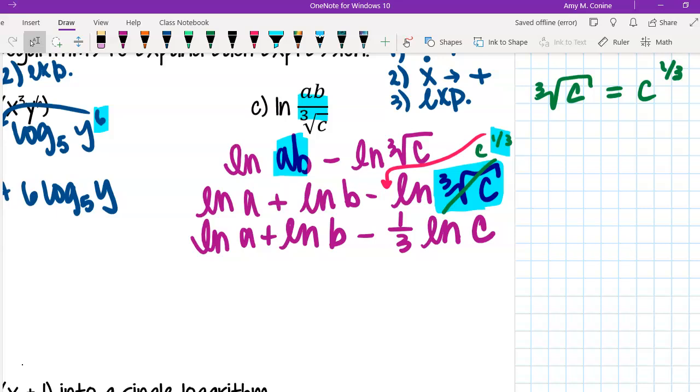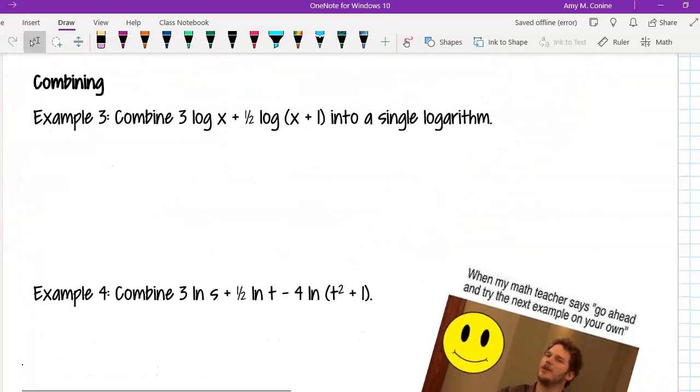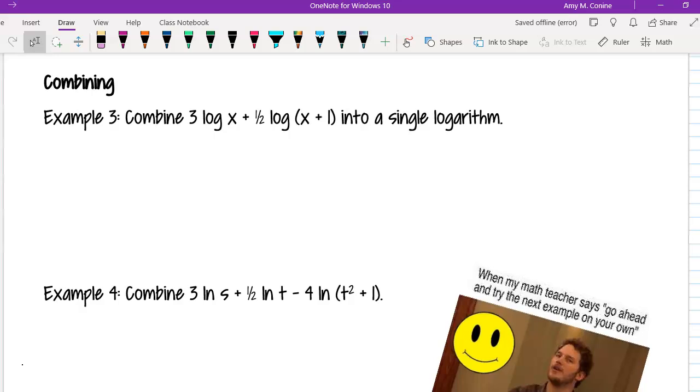So then when we're combining, that was expanding. Now we're going to pull it all back together. Example 3: we have combine 3 times log of x plus 1/2 log of x plus 1 into a single logarithm. You can see that there's no base listed here. Remember, when you have no base, it's log base 10. It's the only one that you don't have to write. So there's a few things that we can do here.